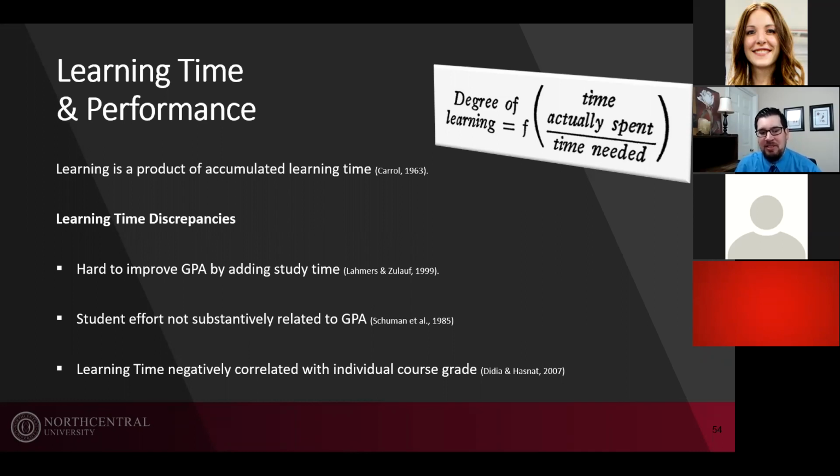Time management skills and study time are associated with GPA, but additional study time of 1 hour per week resulted in only a 0.025 GPA increase. While aptitude and class attendance are associated with GPA, student effort was not substantially related to GPA. Learning time is negatively correlated with individual course grades.